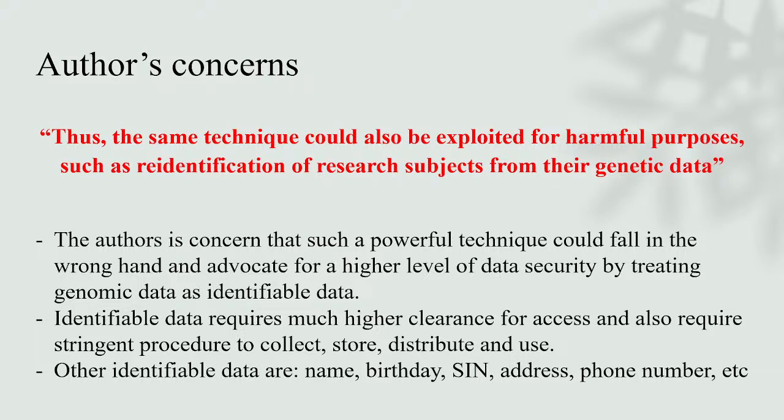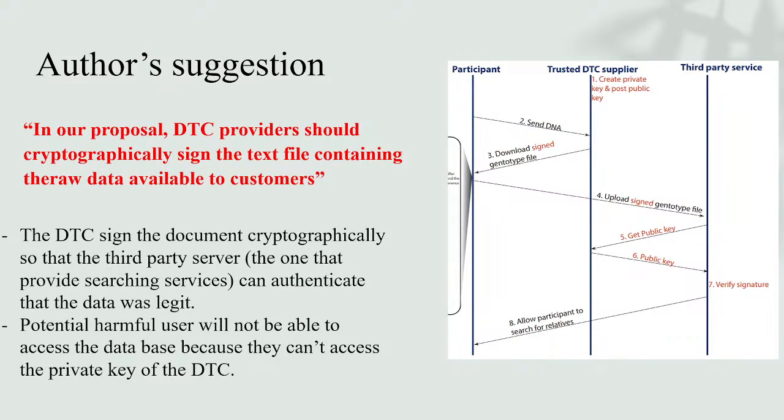They would have to inform you of the significance of this collection, explain to you their usage, and then have you sign a consent form after you are fully informed and fully understand the significance of this data. So if DNA data was also treated as identifiable data, this kind of procedure would have to be gone through. Other identifiable data are name, birthday, SIN number, address, phone number, etc. They also advocate for that kind of clearance, but they also advocate the usage of cryptographic signatures.